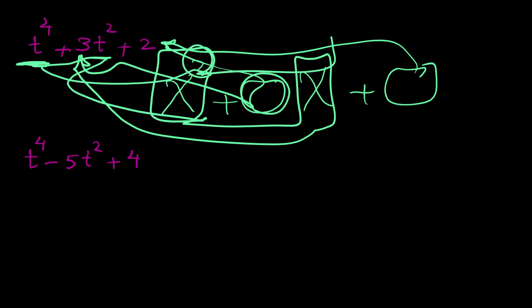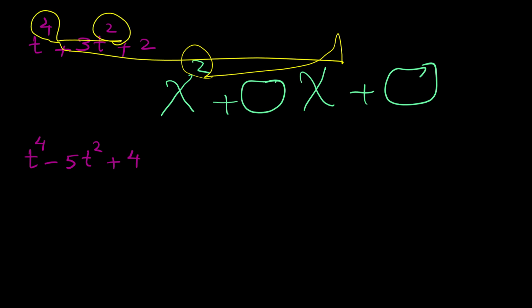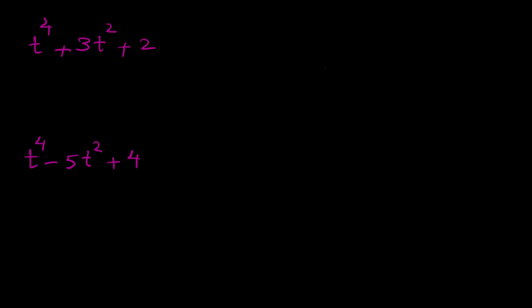But attention, 2, 1, 4, 2. The ratio of the powers is the same. 4 over 2 is the same as 2 over 1. So here we understand that maybe we can change the name of the variable, like in the previous question. Please pay attention, this is a technique that you can learn here. T to the 4 is basically t squared to the 2, plus 3t squared, plus 2.